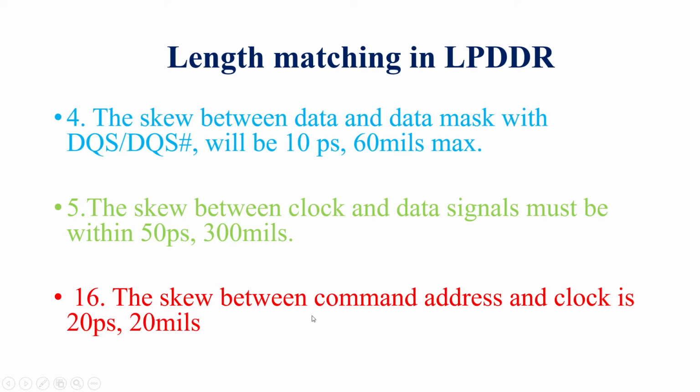Sixth rule, the skew between command address and clock is 20 picoseconds. It is 20 mils. Compared to the clock signal, the command address signals must be within the 20 mils tolerance.